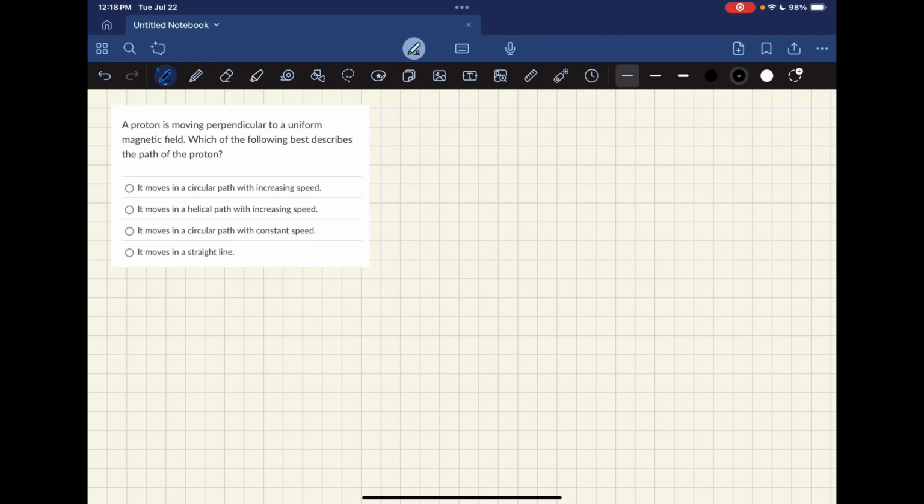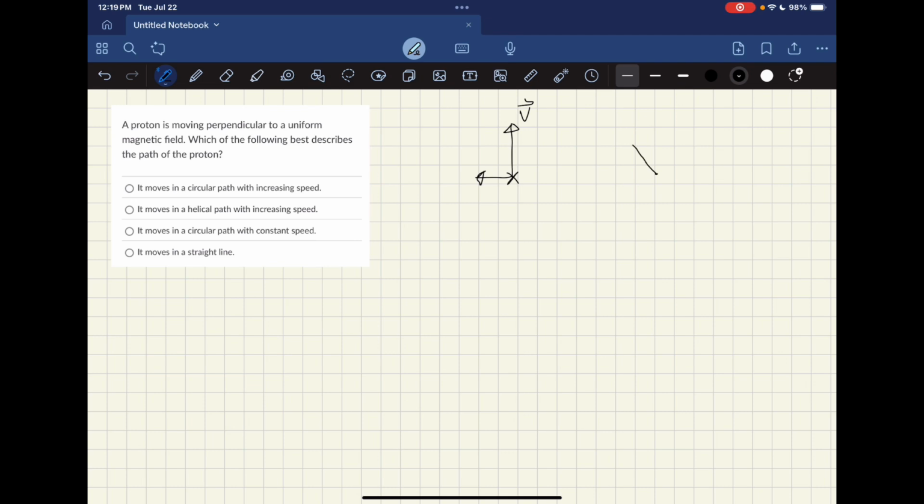So now we have a proton moving perpendicular to a uniform magnetic field. Which of the following best describes the path of the proton? So if you recall my first example with the right-hand rule, let's say that the direction of the proton is up. So this is our velocity vector. And let's say that our magnetic field is moving into the page. This means our force vector is moving to the left. I showed this earlier in the video, and you can go back and look at that if you need a little refresher. So the force vector is going to push to the left.